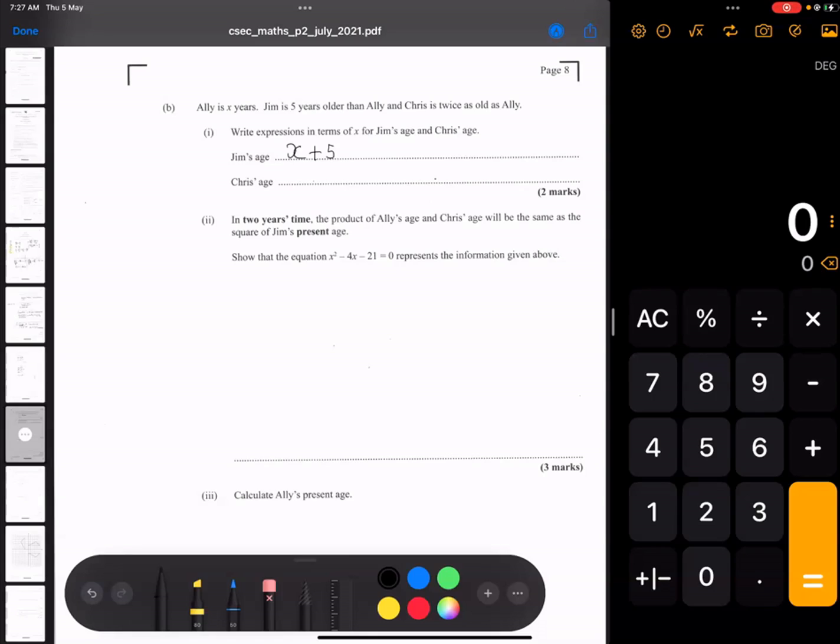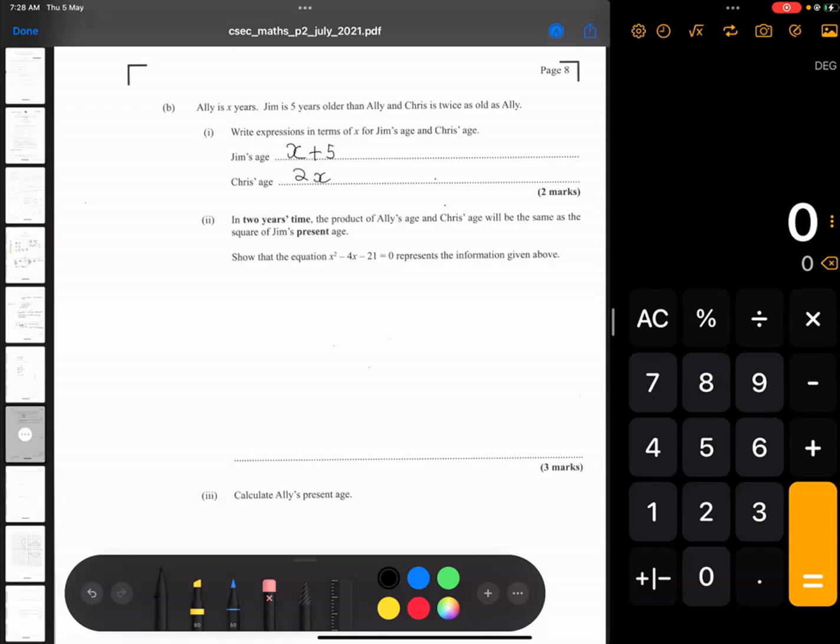Chris's age will then be twice as old as Ali. And if you're twice as old as something or someone, that means that you're 2 times their age. So we're going to multiply 2 by X, which then will be written as 2X. Alright. In 2 years' time, the product of Ali's age and Chris's age will be the same as the square of Jim's present age. Show that the equation x squared, take away 4x, take away 21 is equal to 0 represents the information given above.